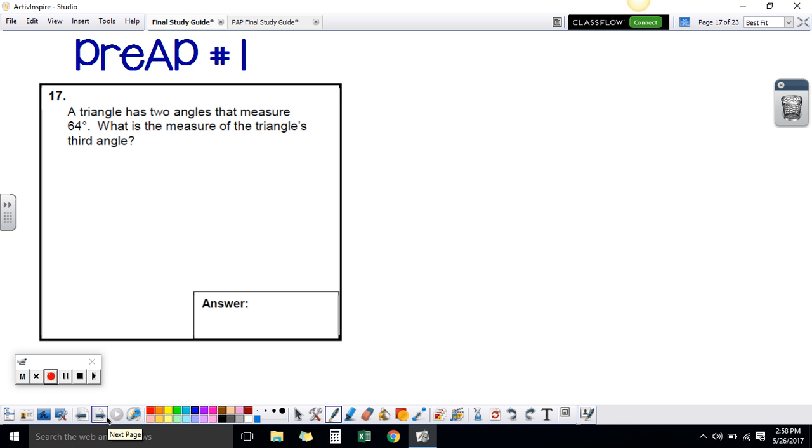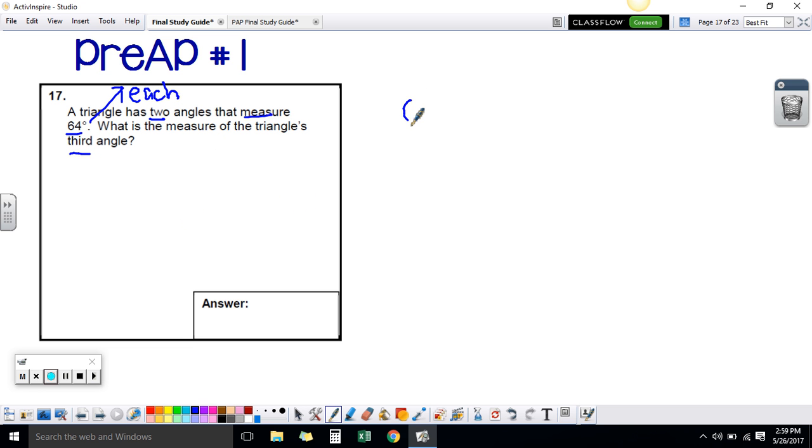Okay, number 17 for my on-level classes, pre-AP, this is your number 1. So flip back to the front. And it says a triangle has 2 angles that measure 64 degrees. And I really wish they would have said 64 degrees each, but they didn't. That's okay. And it says, what is the measure of the triangle's 3rd angle?